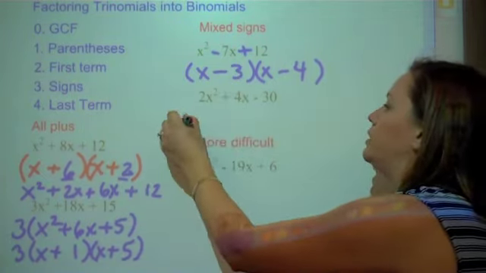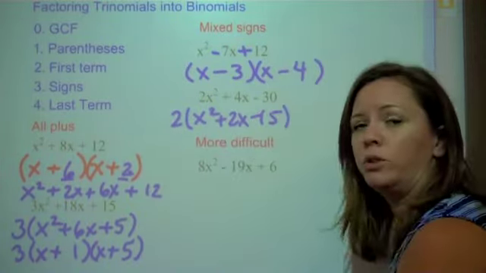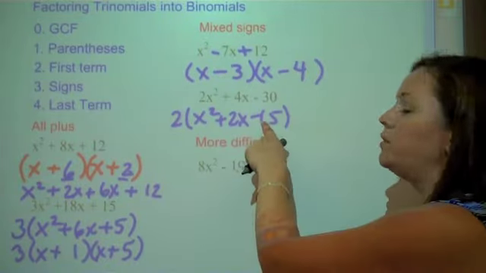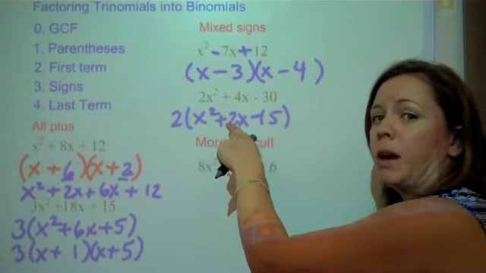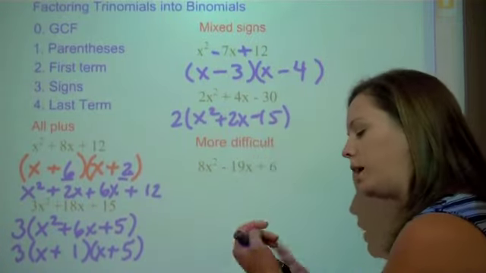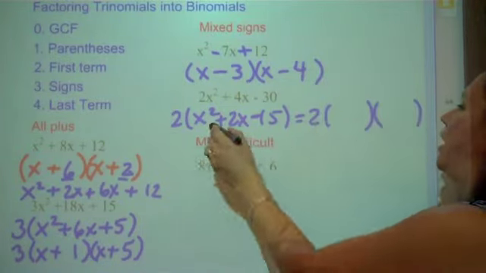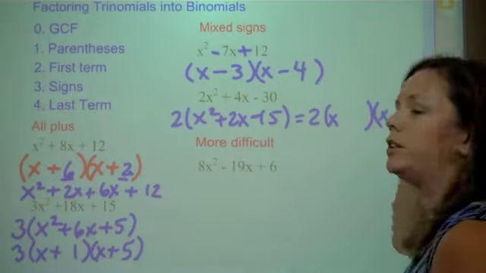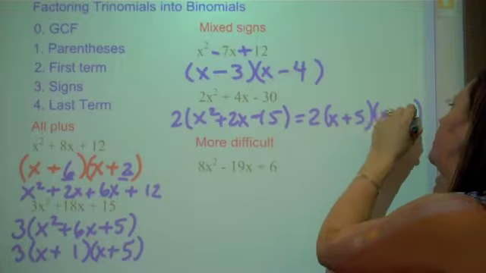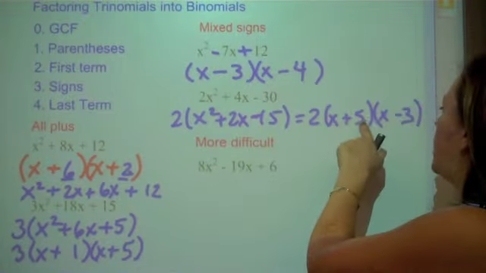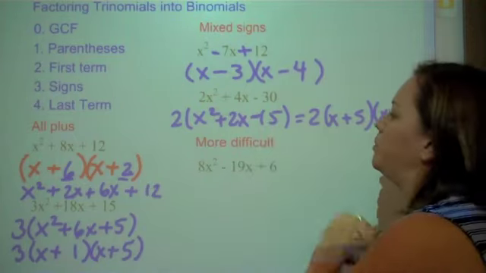Next example, 2x squared plus 4x minus 30. First we're going to pull out the greatest common factor, which is a 2. So we have 2 times x squared plus 2x minus 15. Now notice that my sign here is negative, but my middle term here is positive. I know my factors of 15, one has to be positive, one has to be negative. And then I have an x and an x, so I want factors of 15 that add up to positive 2. So how about positive 5 and negative 3? Positive 5 times negative 3 is negative 15, but positive 5 minus 3 adds up to positive 2.